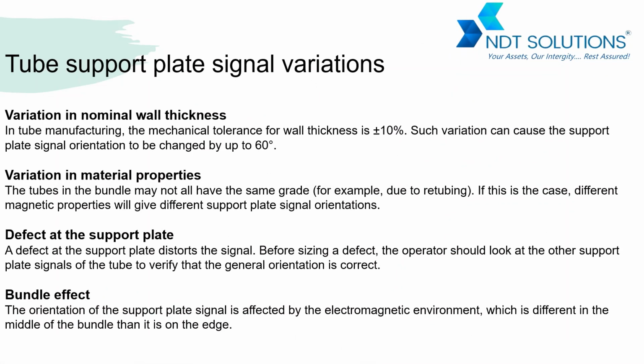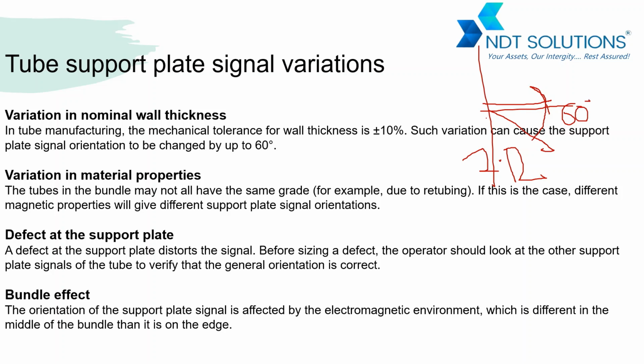Now, how does this baffle support plate signal differ? We all know, while manufacturing the tube, there is a tolerance of plus minus 10% in its thickness. That thickness may vary the support plate orientation by up to 60 degree. Let's say some tube is 2.1, so you had arranged your baffle plate signal like this in a horizontal plane, and if it became 2.2, it may vary like this. Your baffle plate signal will vary.